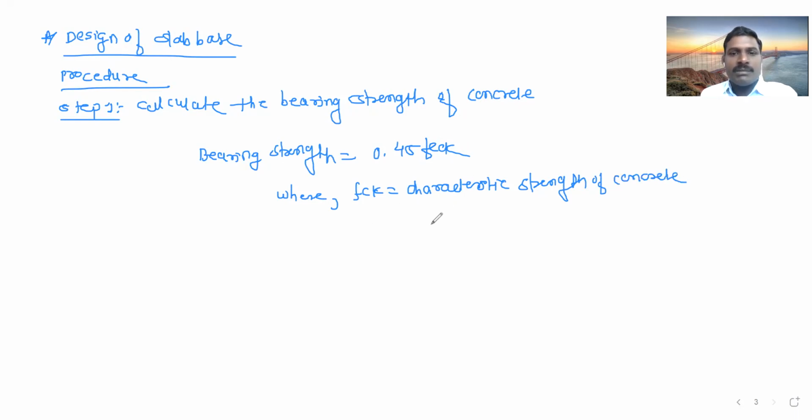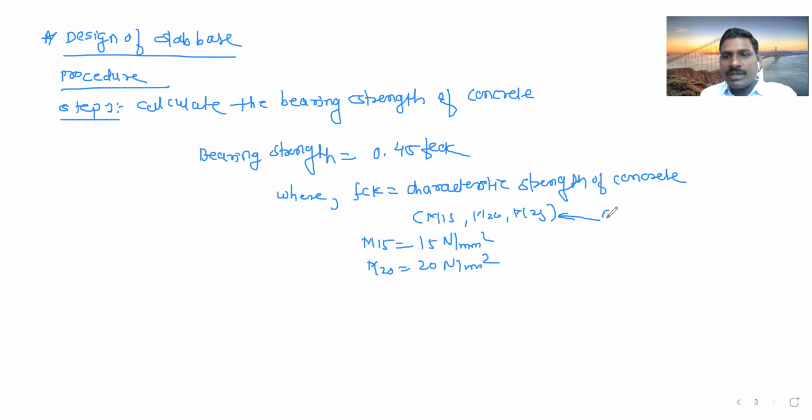FCK. So FCK is nothing but characteristic strength of concrete. It means your concrete is of M15, M20, M25 or M30. So for M15, FCK will be 15 Newton per mm square. For M20, FCK will be 20 Newton per mm square. It means 0.45 into 15, 20, 25, you have to put this characteristic FCK value or grade of concrete. These are the grades of concrete.